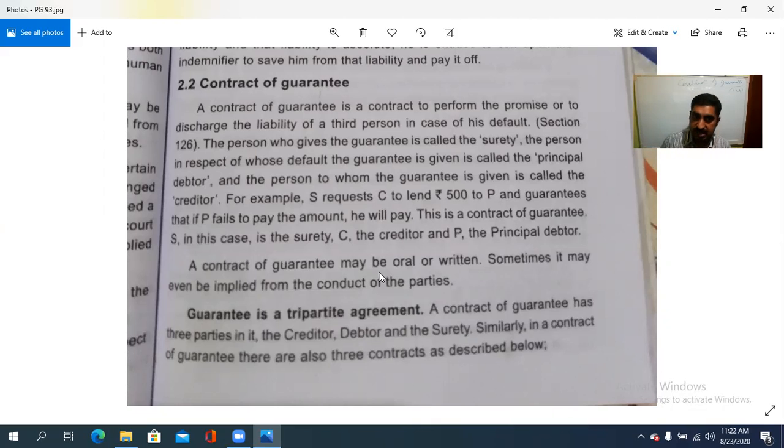So section 126, the person who gives the guarantee is called the surety, and the person in respect of whose default the guarantee is given. ആർക്ക് വേണ്ടിയാണോ ഈ ഗ്യാരണ്ടി കൊടുത്തിരിക്കുന്നത് അവരെ the principal debtor.